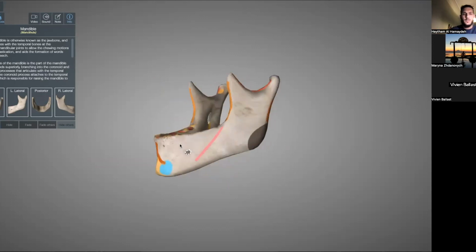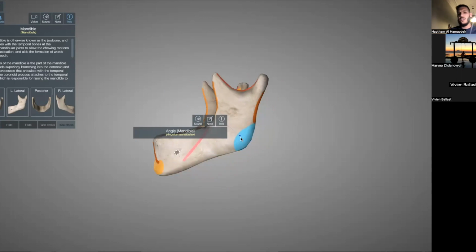Okay. Next one is this. It has the angle of mandible. However, in your pins, there is a region here on the angle of mandible that is called the masseteric tuberosity. The masseteric tuberosity.